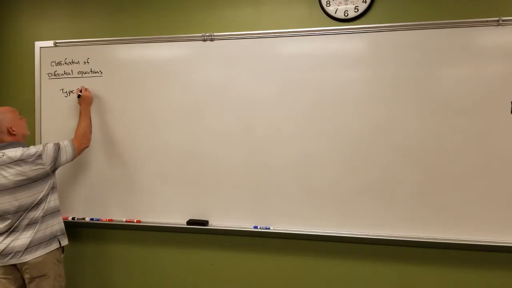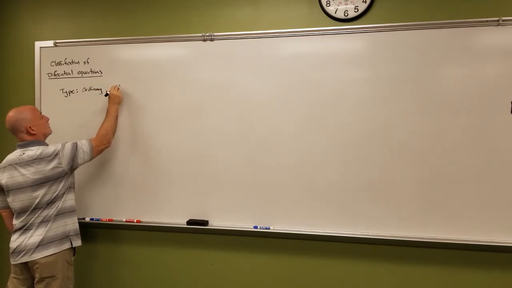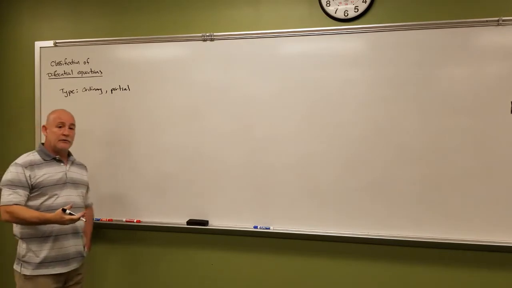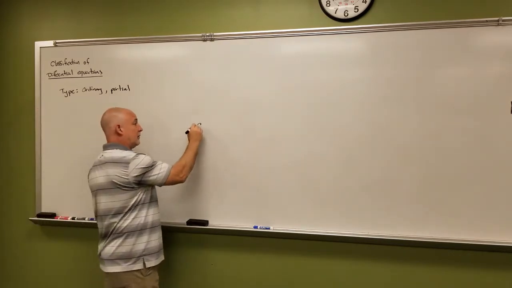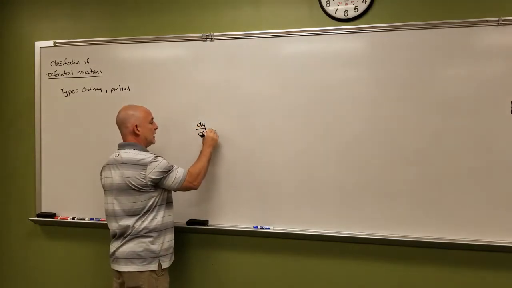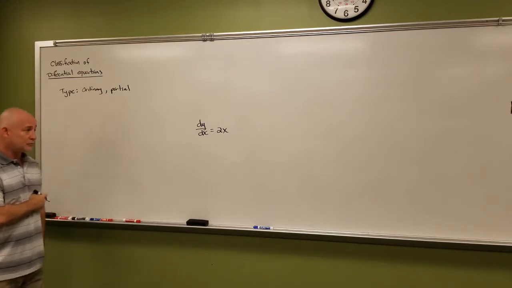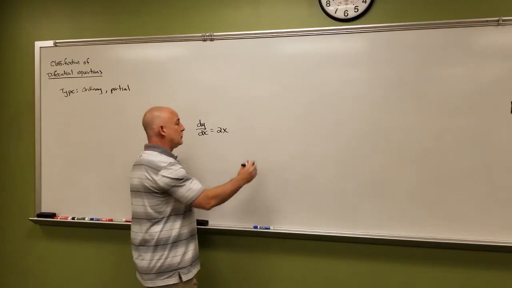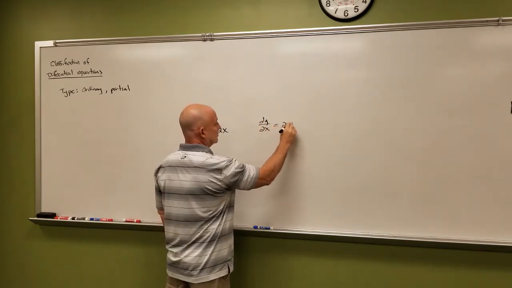But the two types that you generally see are ordinary and partial. Now, ordinary differential equations are equations where the derivatives are ordinary derivatives, kind of like what I just put up there a second ago. dy dx is equal to 2x. That's just a regular old Calc 1 derivative. If it's a partial differential equation, that means you have partial derivatives. The partial of y with respect to x is equal to 2x.